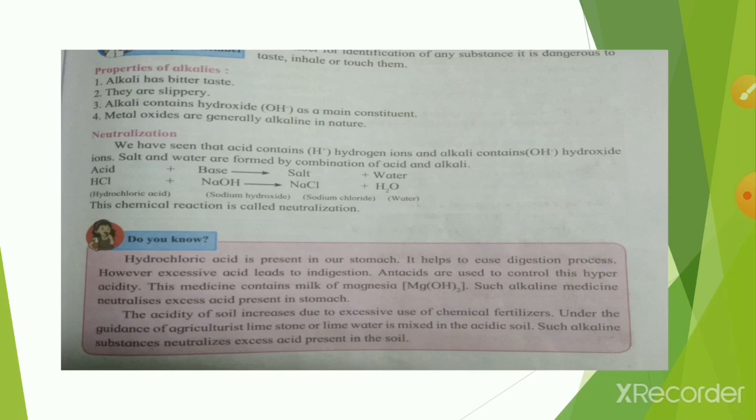Acidity of soil increases due to the excessive use of chemical fertilizers. Under the guidance of the agriculturist, limestone or lime water is mixed with the acidic soil. Such alkaline substances neutralize excess acid present in the soil.